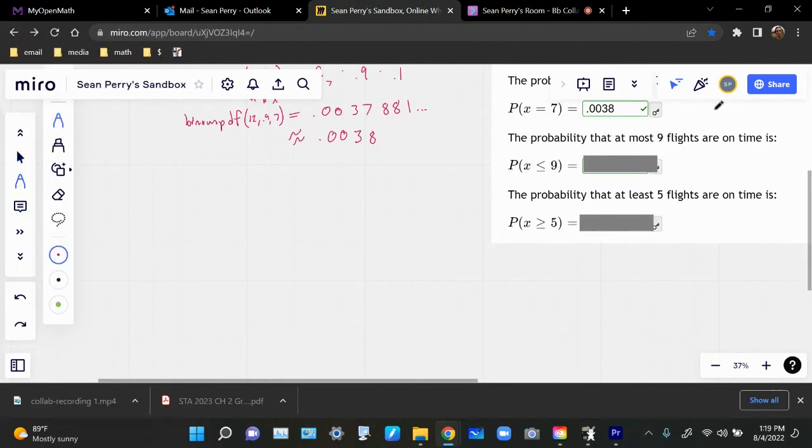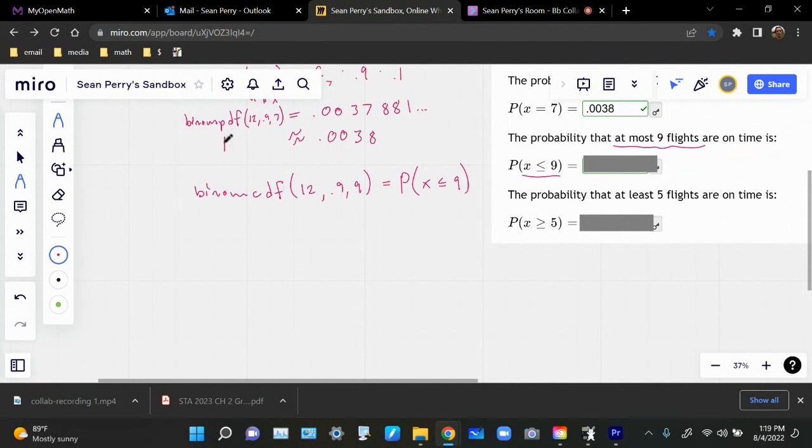So now we are looking at the probability that there are at most 9 flights, and this is the same as X less than or equal to 9. So 0, 1, 2, up to 9 is fine. And then we are going to add up all of those. There's already a function on the calculator which will add these up, binomCDF. So this is the same as the probability of X less than or equal to 9 in this case.